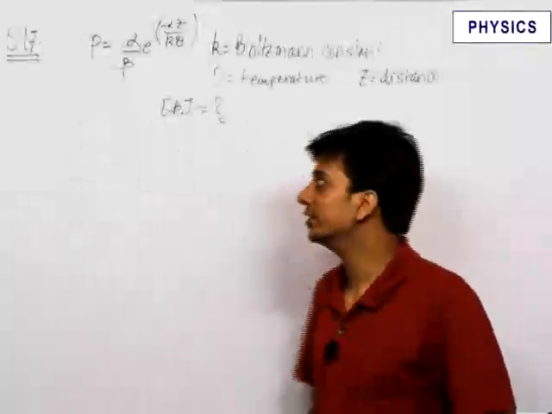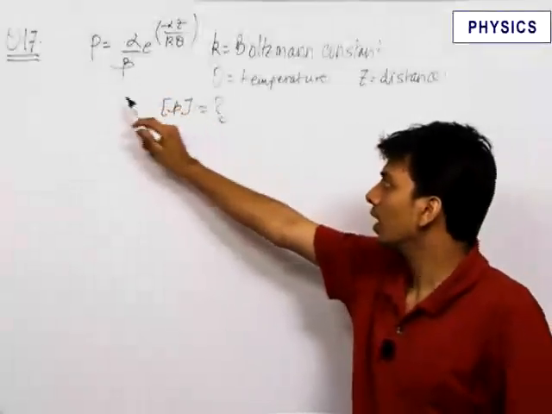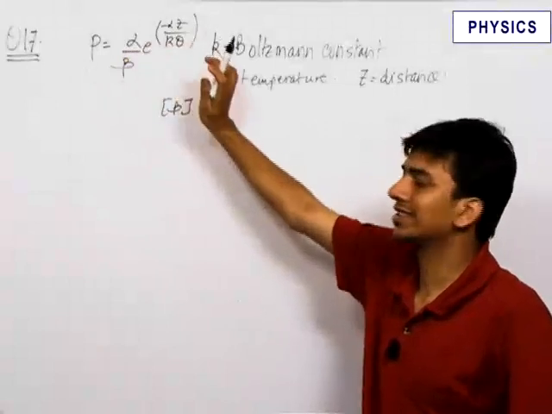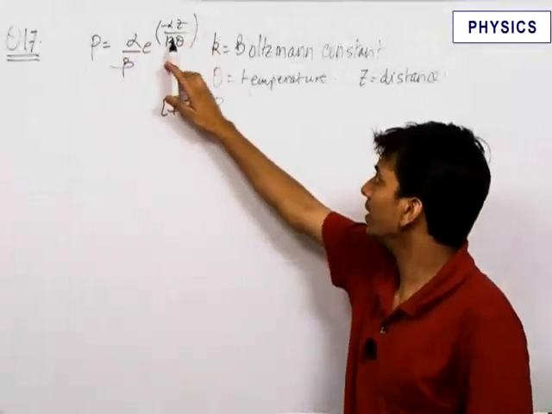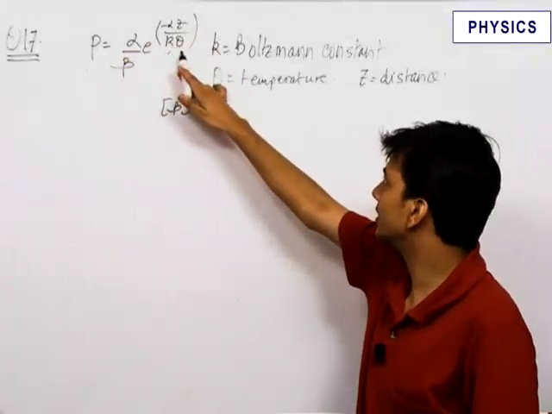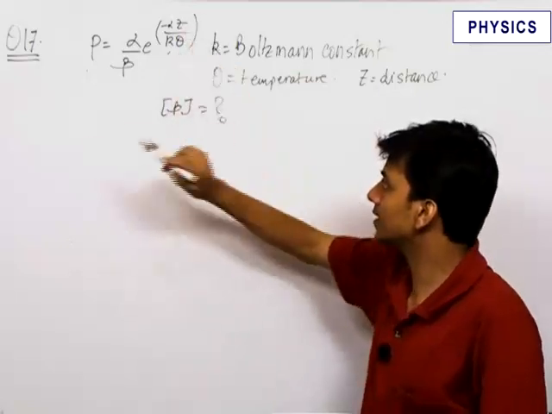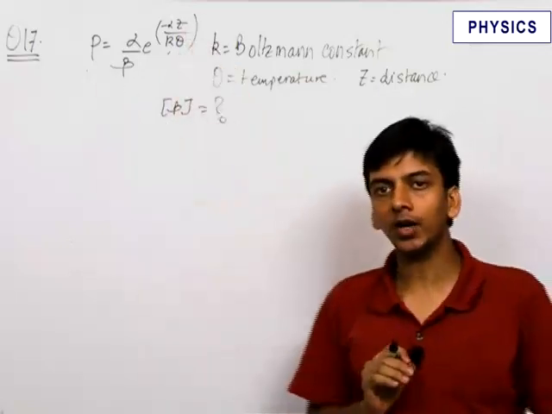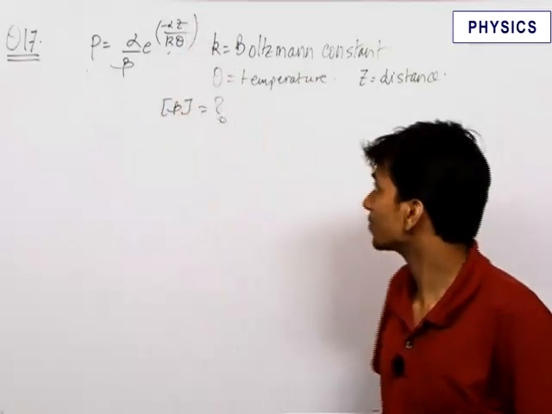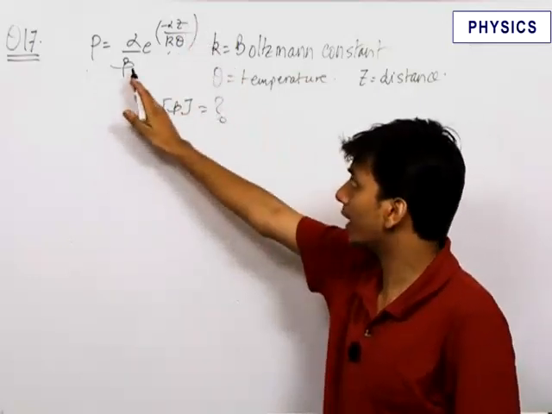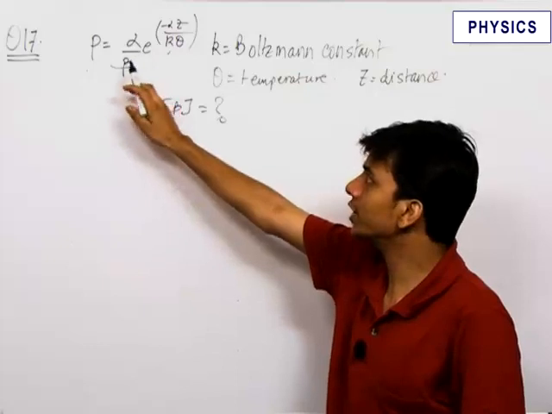In the 17th question, we again have a formula which is of pressure in terms of the distance, where K is the Boltzmann constant, theta is the temperature, Z is the distance, and P is the pressure. We need to find out the dimensions of beta. So we see here that to find out the dimensions of beta, we first need to find out the dimensions of alpha.